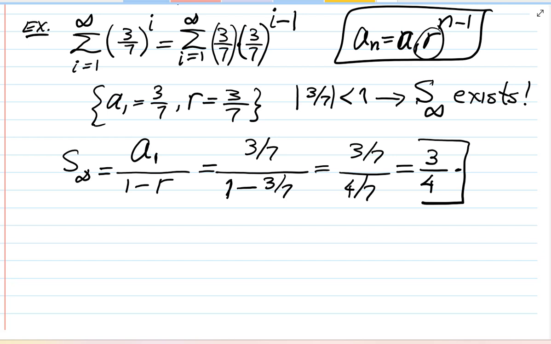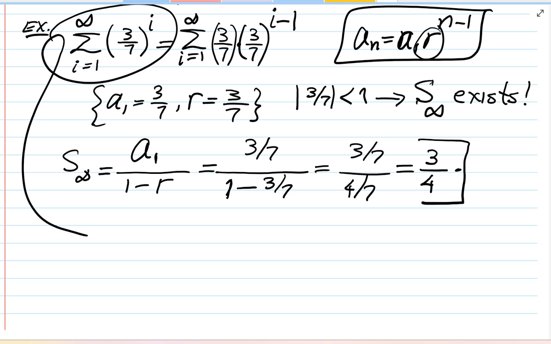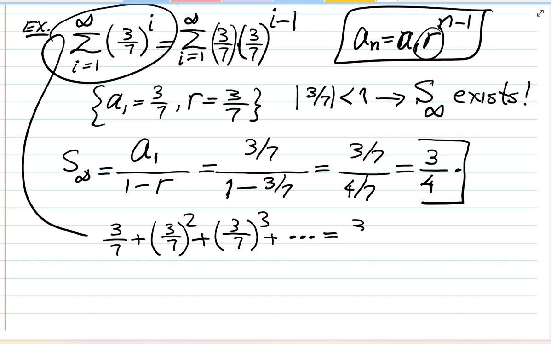Now, let's start to write out this series. I'm writing out the series. So when i is 1, first term, 3/7. Isn't that what we have here? That's another way, by the way, you can find the first term. Just write out the series. Let i be 2. That's 3/7 squared. Let i be 3. That's 3/7 cubed. Plus so on and so forth. All of these to infinity. Wow. 3/4. Isn't that cool? And there you have it.